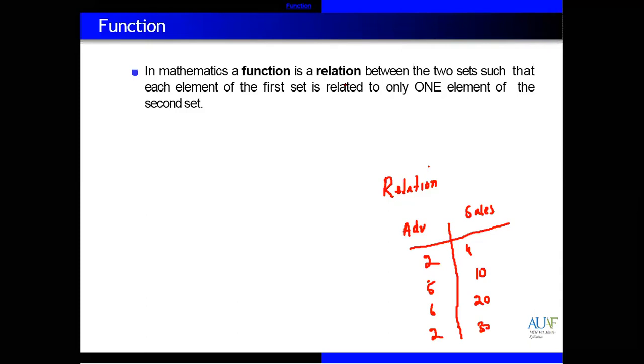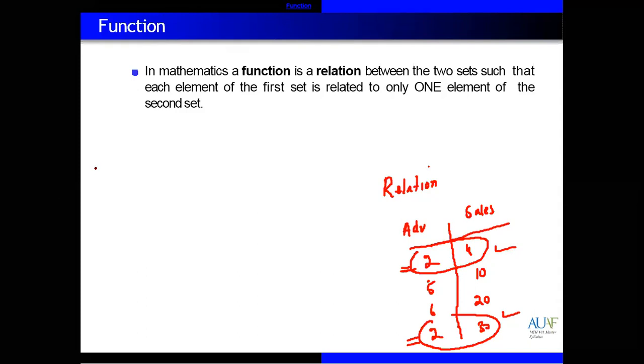You can see here that 2 is with 4. For example, when you spend $2 on advertisement, sales are 4. After 3, 4 months, again you spend $2 and sales are 30. These are possible. Repetition of one number is possible, it can be repeated 3 times, 4 times. It's okay in relation, but in function, actually, function is something which relates two sets.